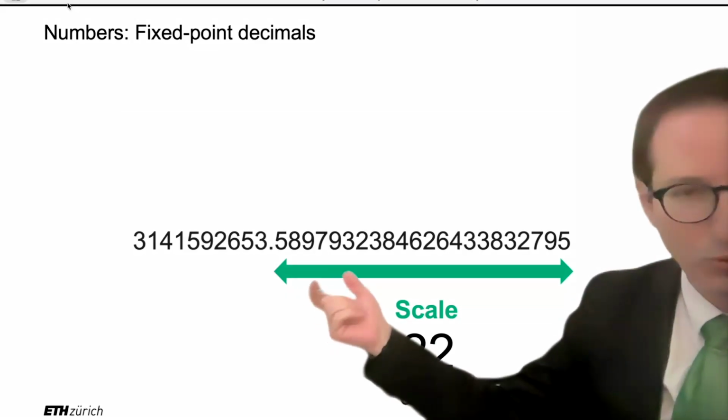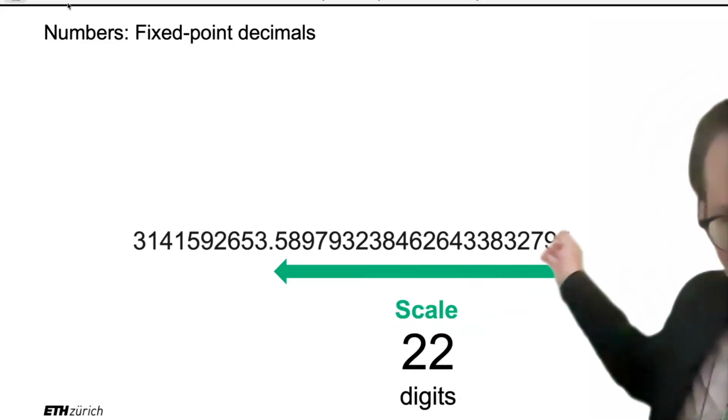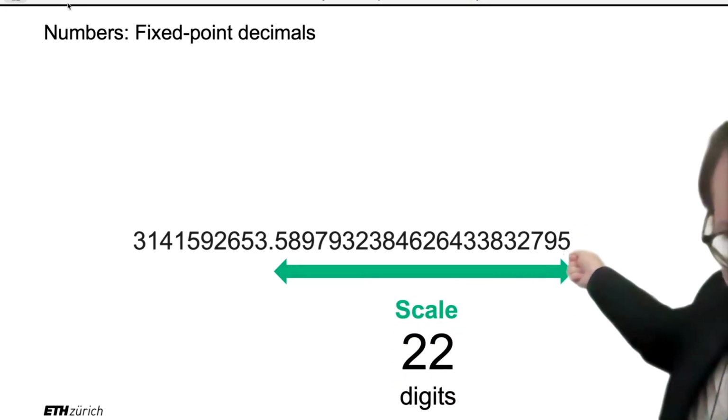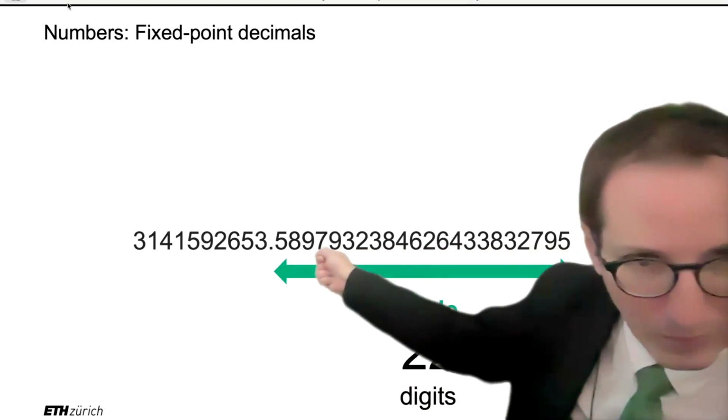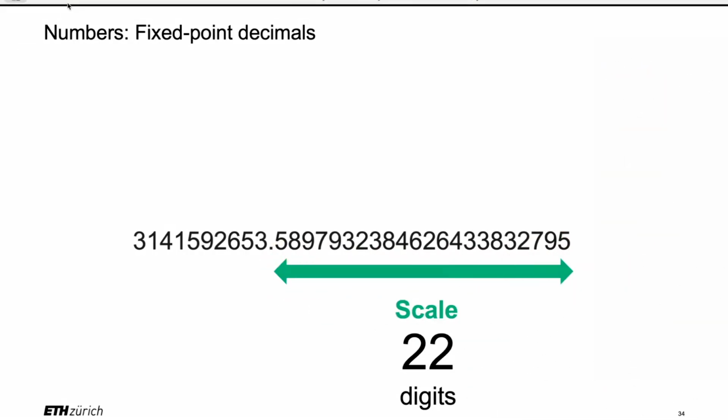That's basically, you can really see it as the location of the decimal point, if you want, right? So it means that that would be an integer, but if we move the decimal point all the way here, and now we have a decimal number with 22 digits after the comma. Who is with me? Right? Okay.